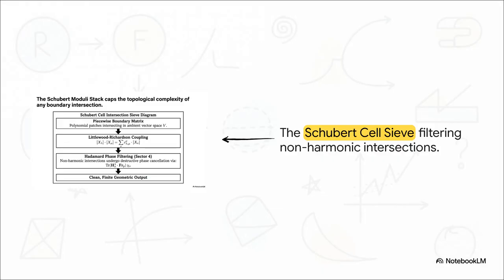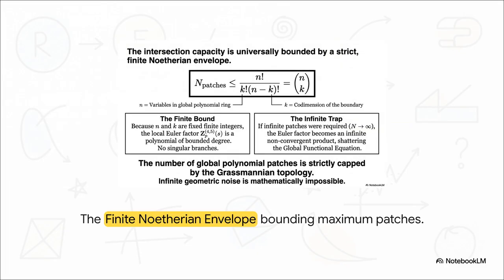But how do we guarantee this actually limits the polynomial patches mathematically? Well, we look at sectors 4 and 5, utilizing this Schubert cell intersection sieve. Here, the topological complexity of any boundary intersection gets completely filtered. The Littlewood-Richardson coupling handles the geometric overlapping charts, while the sector 4 Hadamard matrix sign characters apply strict phase filtering. So any non-harmonic geometric intersection is immediately subjected to that destructive phase cancellation we just talked about, filtering out the anomalous loops. Now, let's move to the math that seals the deal.